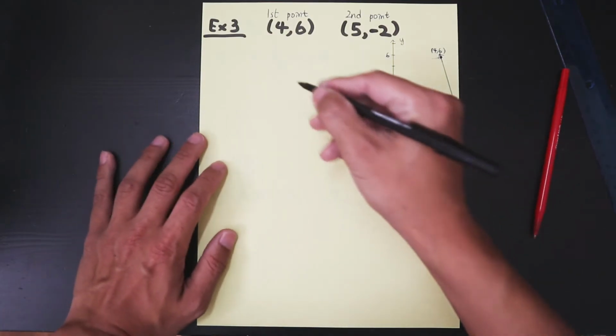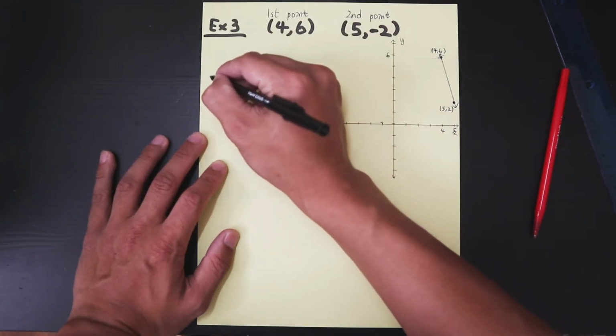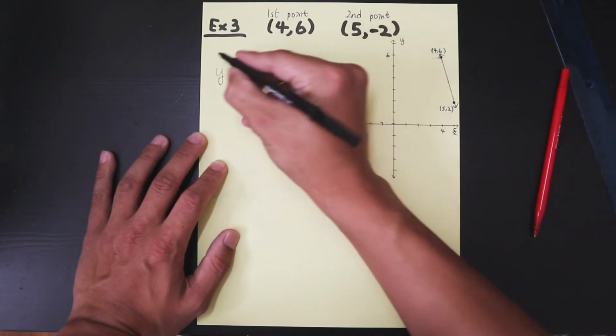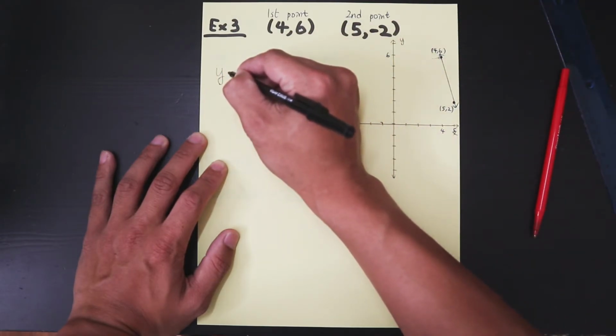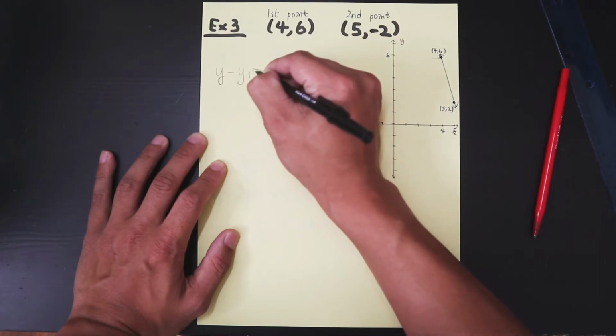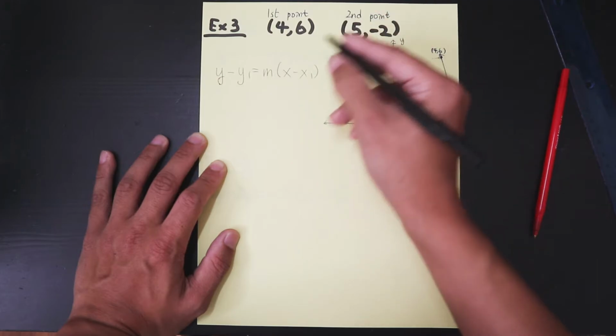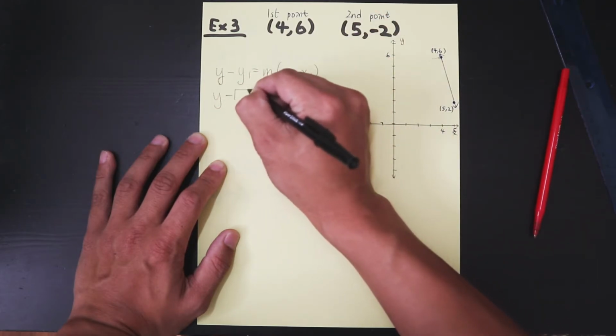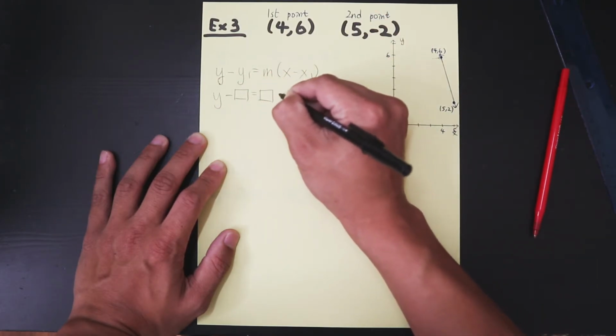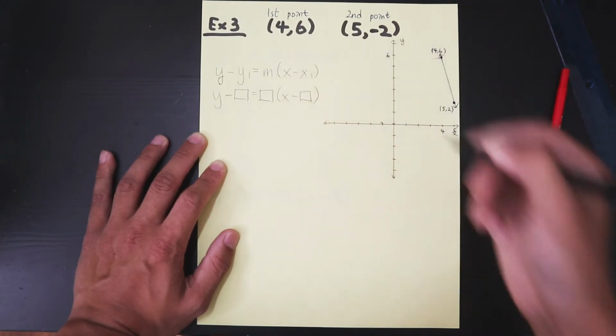So to do that, first let's actually write out the point slope form, which I'm repeating several times in this video, which is y minus y sub 1 is equal to m times open parentheses x minus x sub 1. And then from there, you replace the 3 letters with 3 boxes like that.